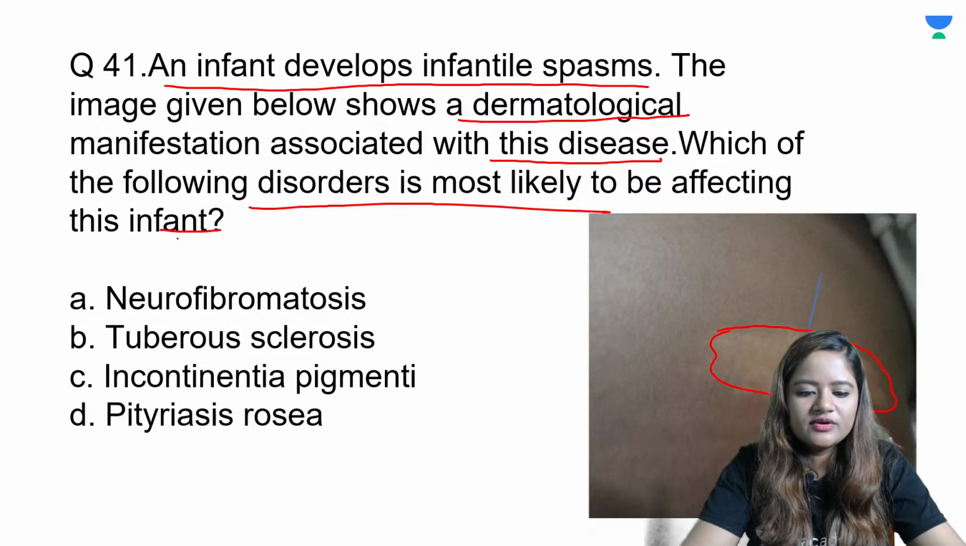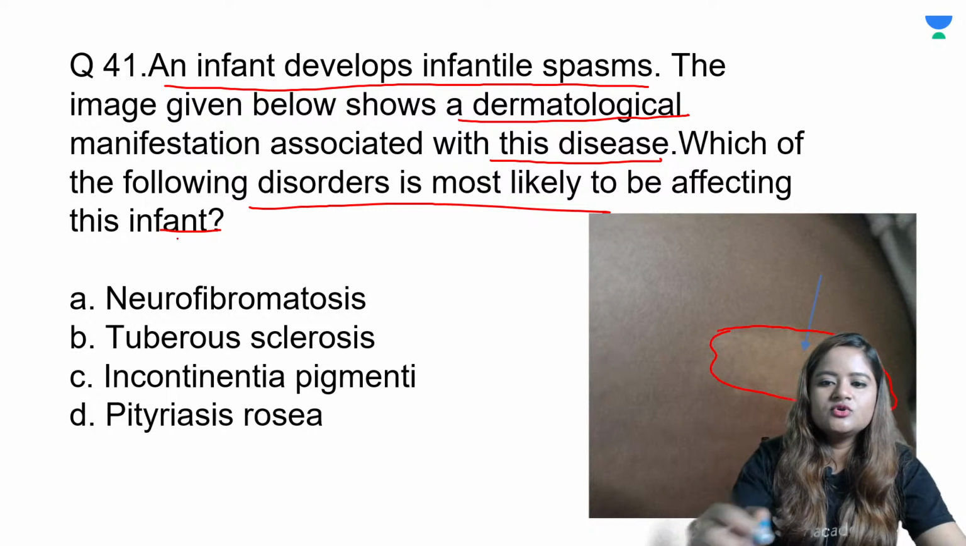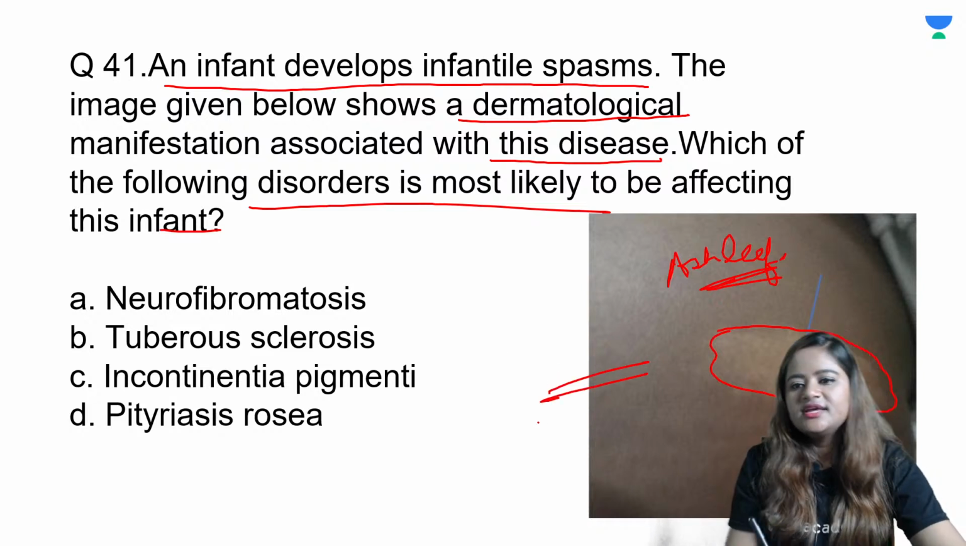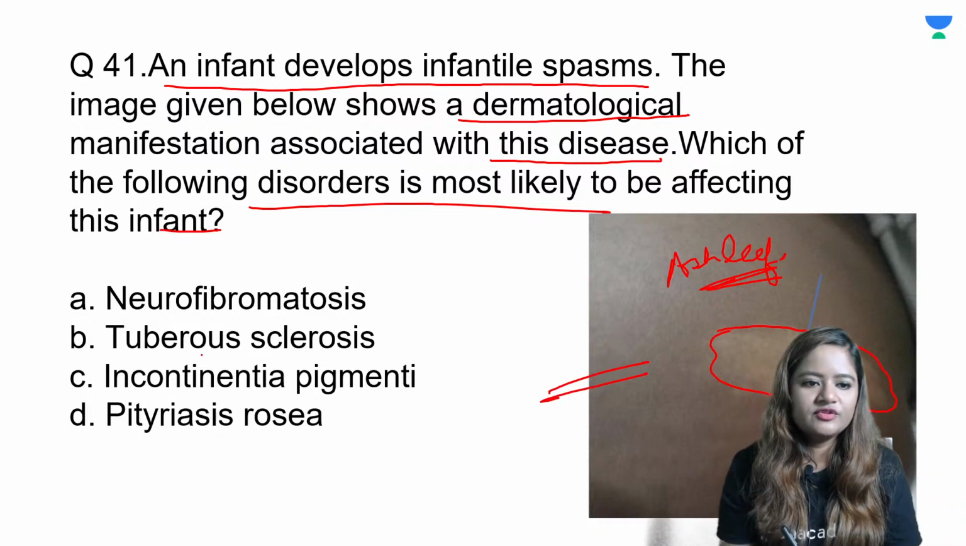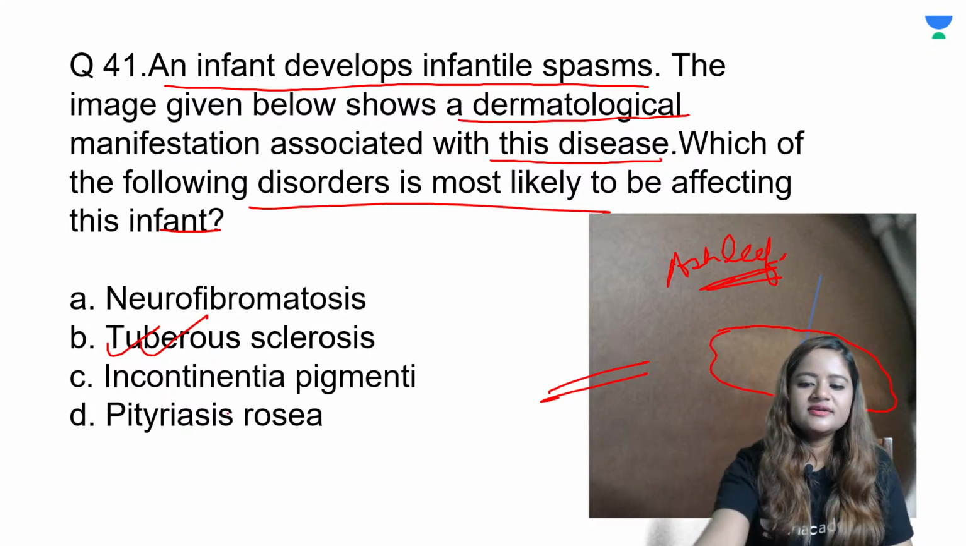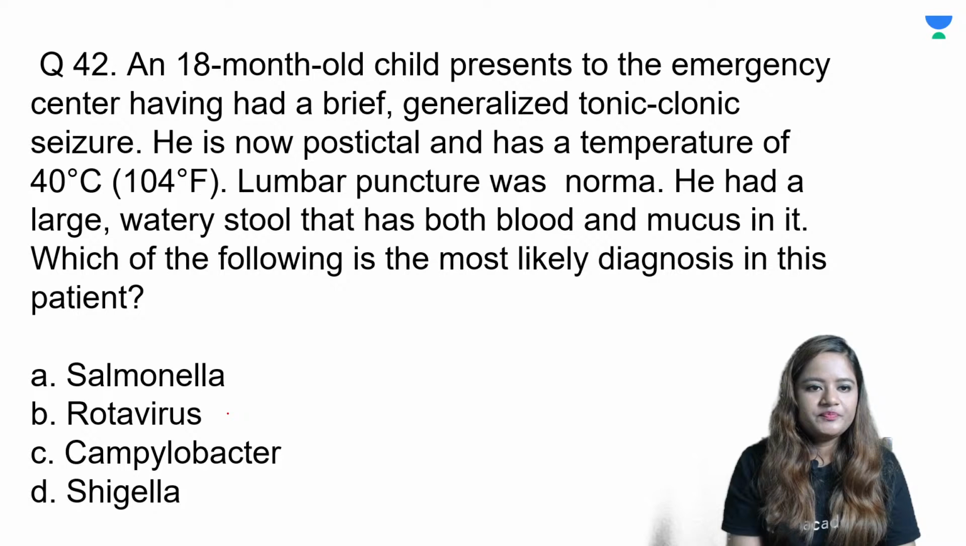So we have already done one question like this, so it's very simple. We are talking about a neurocutaneous syndrome, in which we see this ash leaf macule. So what is an ash leaf macule? It is a hypopigmented lesion that is present on the trunk of the baby. So it is a case of tuberous sclerosis. Alright, that's great. Question number 42.